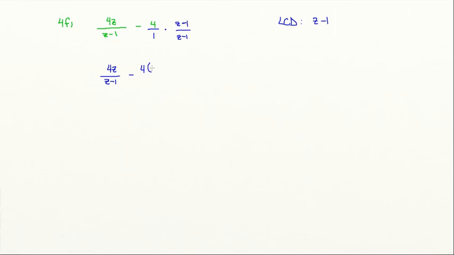Okay, so we have 4 times z minus 1. 1 times z minus 1 is z minus 1. So our denominator is now z minus 1, because that's common. 4z minus 4 times z is 4z. Negative 4 times negative 1 is plus 4. 4z minus 4z is 0. So it's going to be 4 over z minus 1.